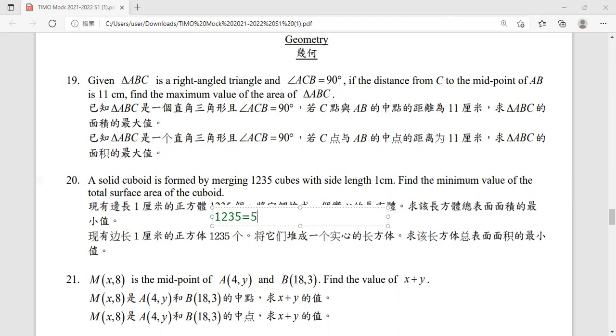Is equal to 5. Okay, I'll answer your question later. Actually, you can calculate the total surface area of this one. It's actually equal to the sum, plus 2. Remember, plus 2, the top and the bottom.